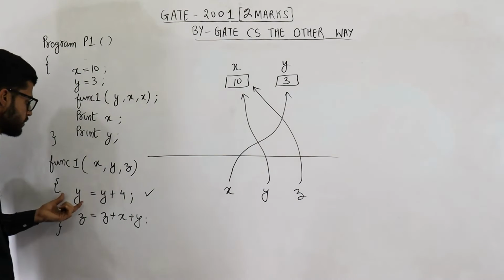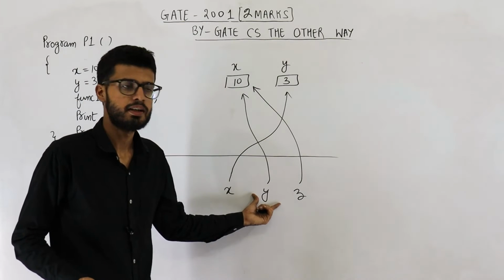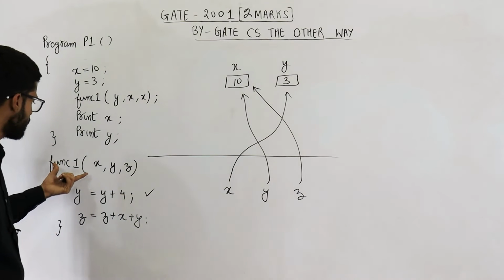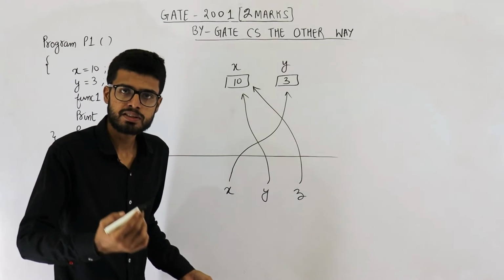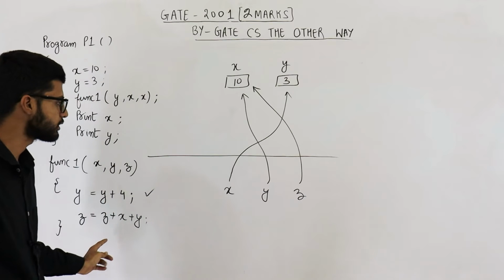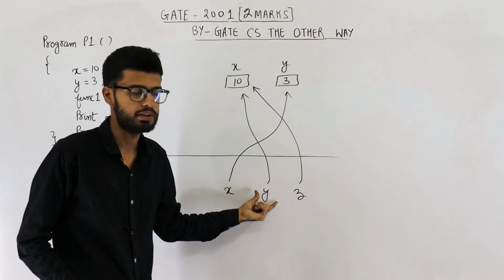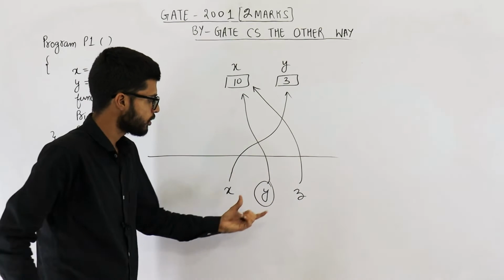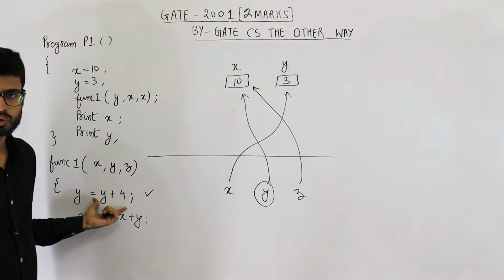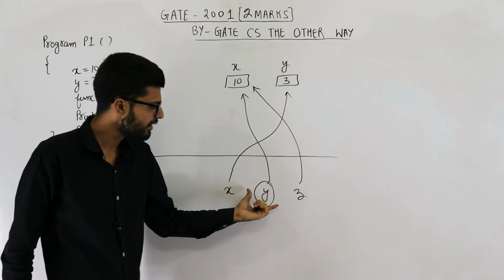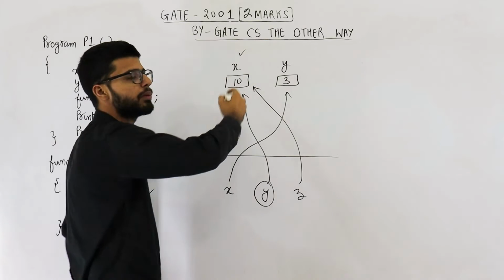It says y is equal to y plus 4. Which y are we talking about? It is this y, because this line is written inside function 1. Writing y means the variable named y that is local to this function. All the local variables of this function are here, so obviously we are talking about this y. This y's value is y plus 4, but it contains a reference to x, so indirectly you are talking about this memory location only.